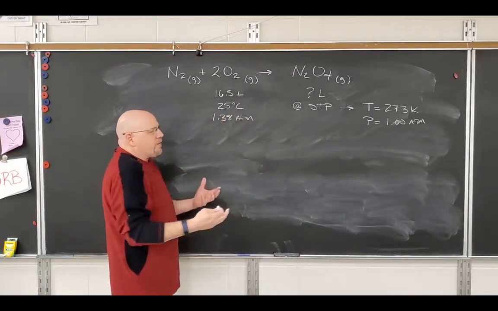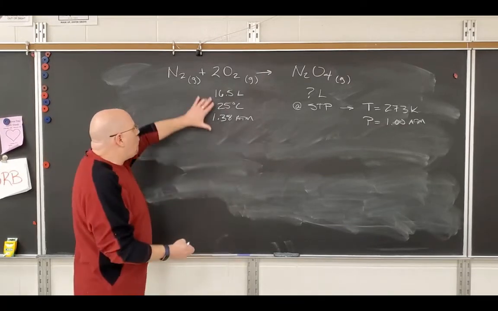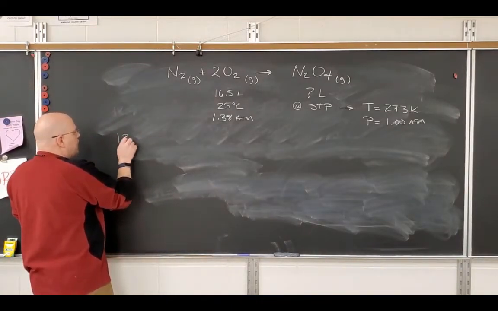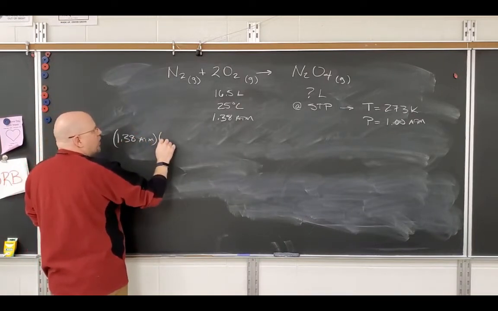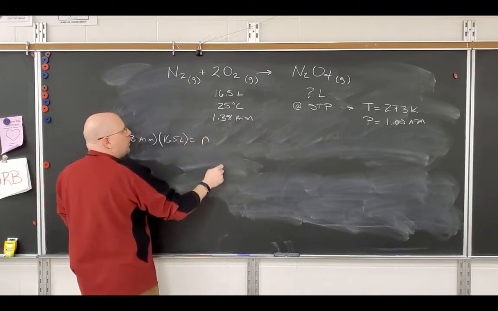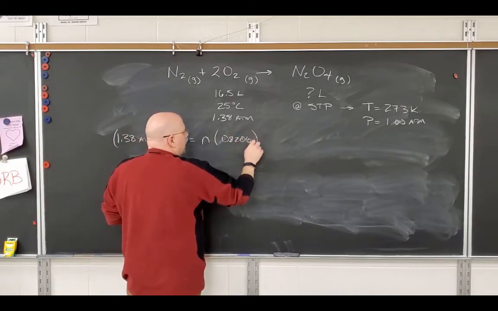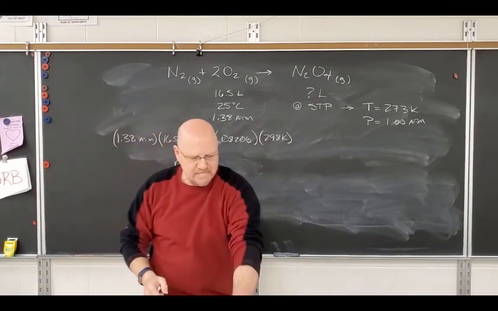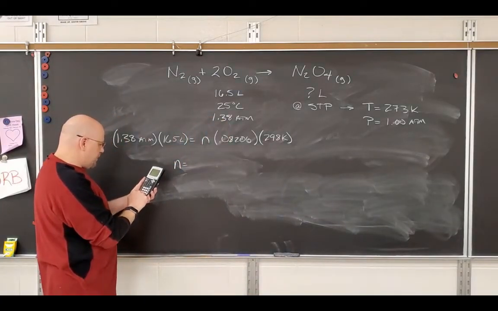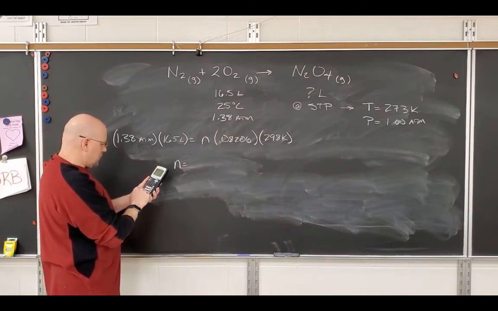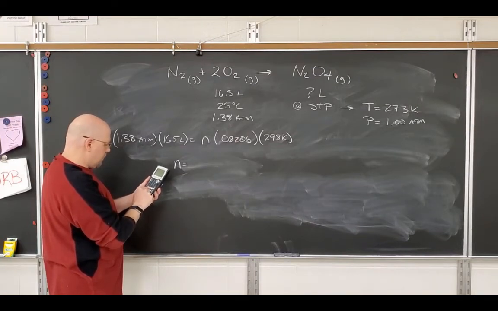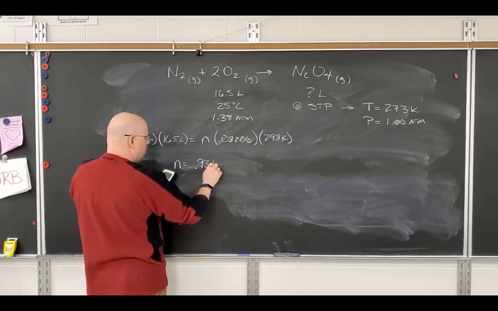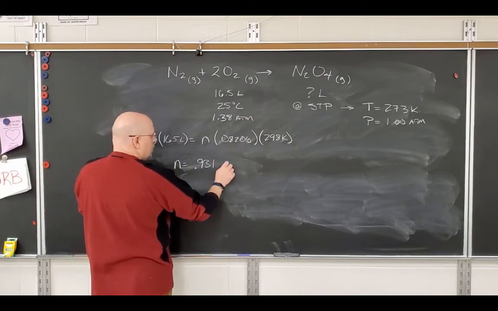Now, to solve this problem, we start off with the one that we have the most information about. We can find moles of oxygen using this information. So we're going to plug into the ideal gas law. We're going to say pressure is 1.38 atmospheres. Our volume is 16.5 liters. We're looking for the moles. We're going to have 0.08206, and our temperature of 25 degrees is 298 Kelvin. This one I just made up on the fly, so I'm going to have to solve this out. 1.38 times 16.5 divided by 0.08206 divided by 298. That gives me moles of 0.931 moles of oxygen.